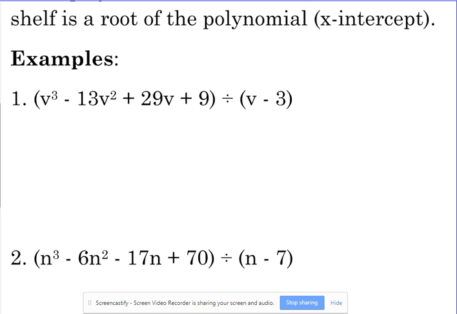Number 1 here, we take the binomial v minus 3 and we set it equal to 0 and we solve for v. So in this case, that means we add 3. So v equals 3. 3 goes on this shelf. It's like a backwards L.